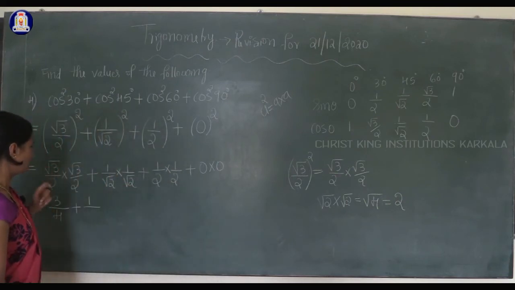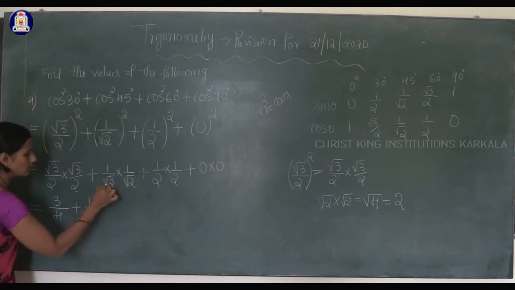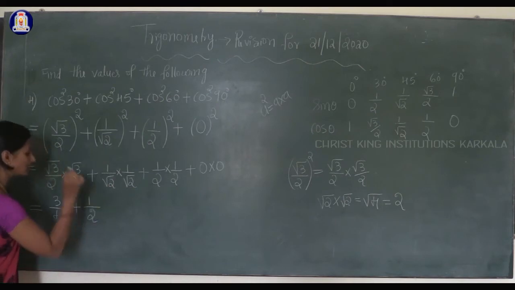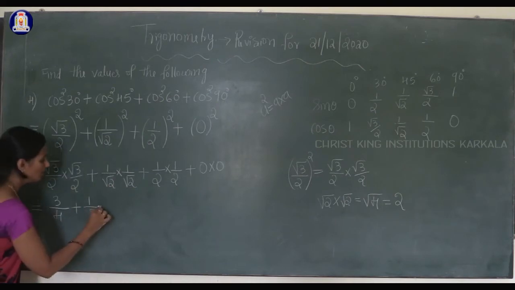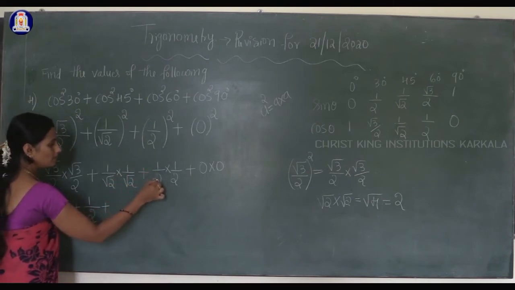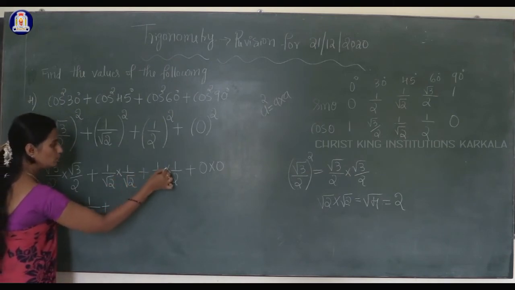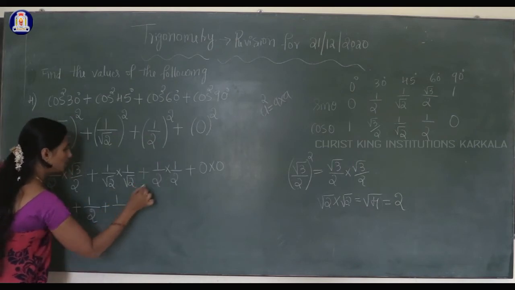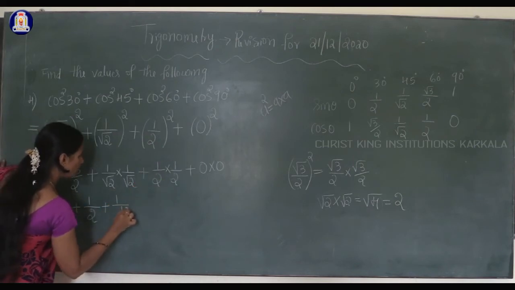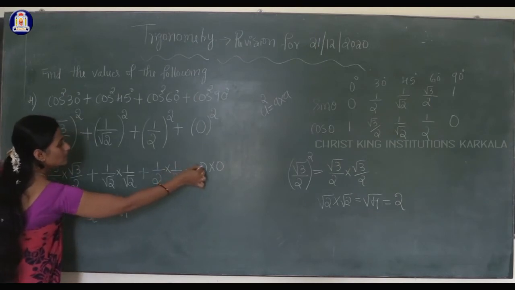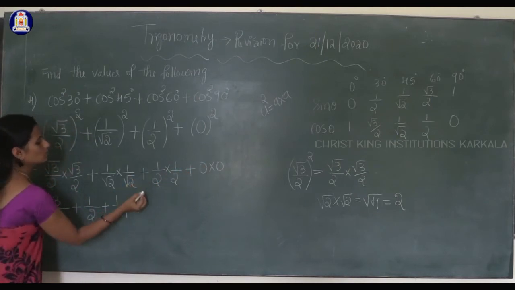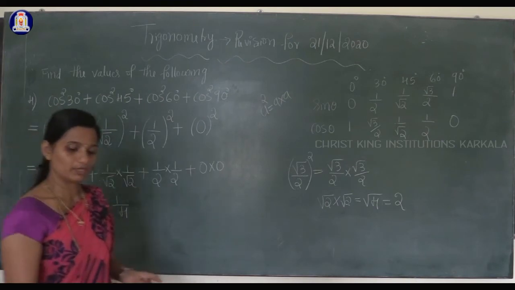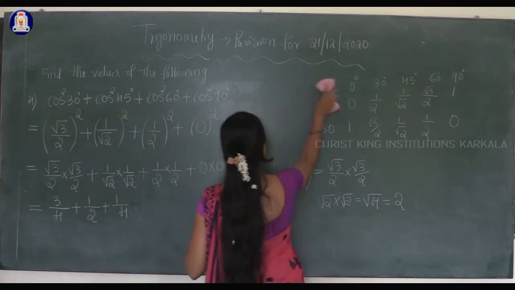Clear? So here 1 into 1 is 1. Square root of 2 into square root of 2 is equal to 2. Plus 1 by 2 into 1 by 2. So 1 into 1 is 1, 2 into 2 is 4, plus 0 into 0 is 0, so that I am not writing here. Clear? Yes. Now, simplification. So how to simplify that?